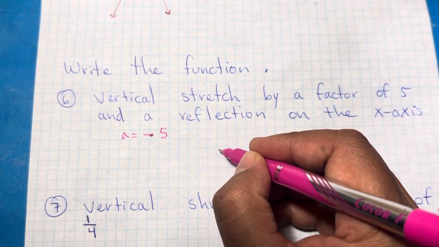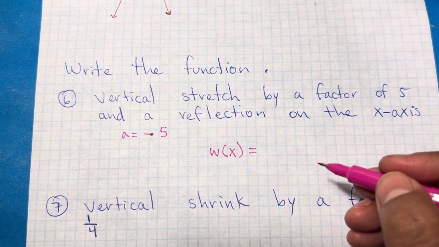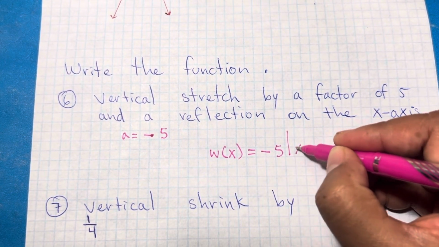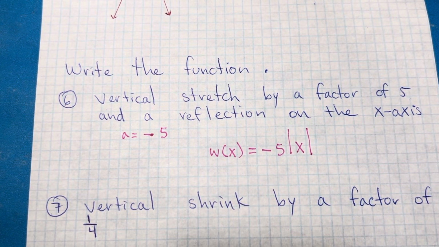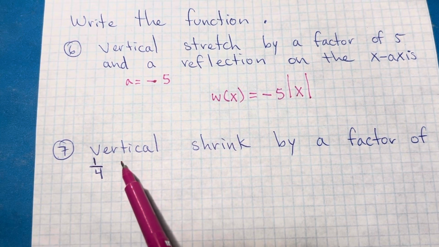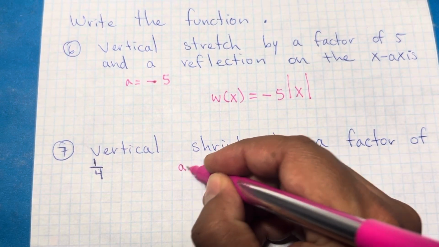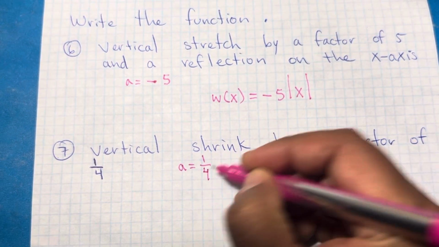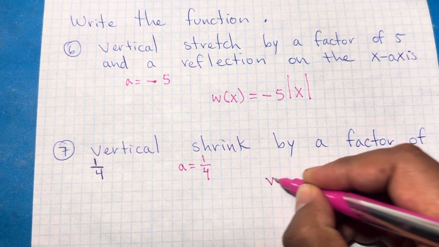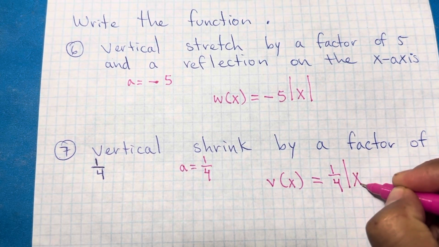So let's write w of x. Again, this can be any variable. Is -5 of the absolute value of x. Very simple, okay? In the next one, it says you have a vertical shrink by a factor of 1/4. That means that a is equal to 1/4. There is no negative because there is no reflection. And so v of x equals 1/4 of the absolute value of x.